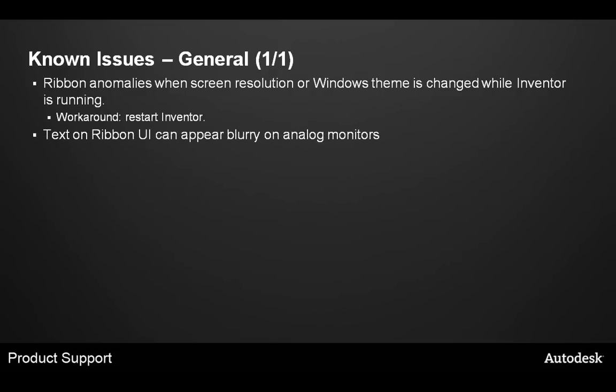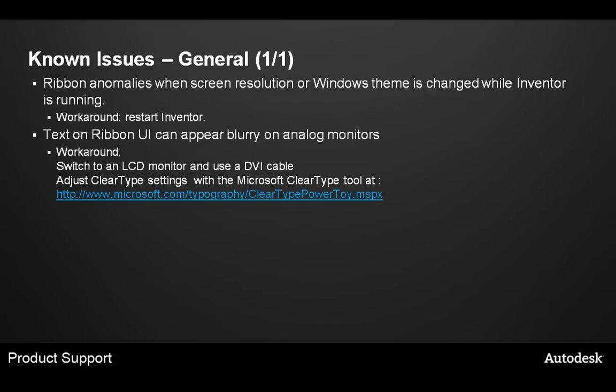In the general bucket of known issues, I need to mention some ribbon anomalies when the screen resolution is changed while Inventor is running, or when the Windows theme is changed while Inventor is running. The workaround here is to restart Inventor. Another problem is that the text on the Ribbon UI can appear blurry on analog monitors. The advice here is to switch to an LCD monitor and use a DVI cable. You can also adjust ClearType settings, and I give here a Microsoft web page that can help you with doing this.